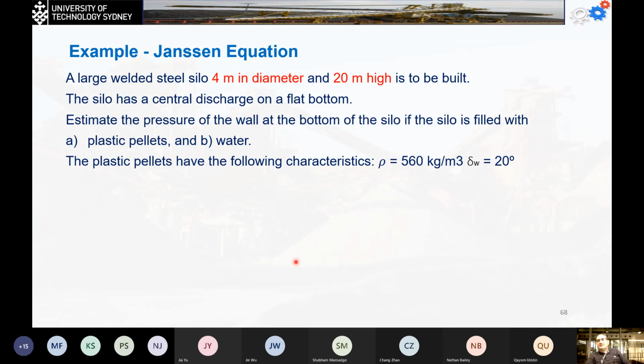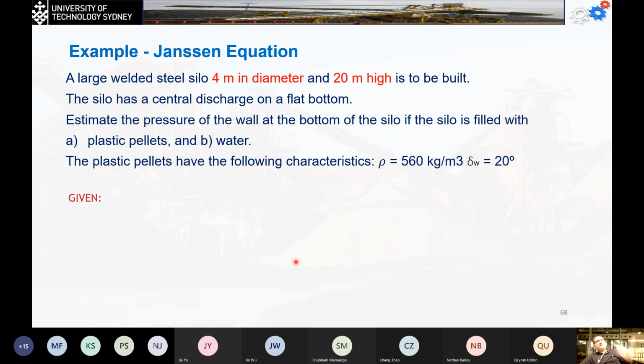Now the difference is going to be the density, of course, and we're going to have a different equation in the calculation if we're going to have water, or we're going to have the solid materials. So for the plastic pellets, we have the following characteristics. The density is 560 kilogram per cubic meter. The delta W, or the wall friction angle, is 20 degrees.